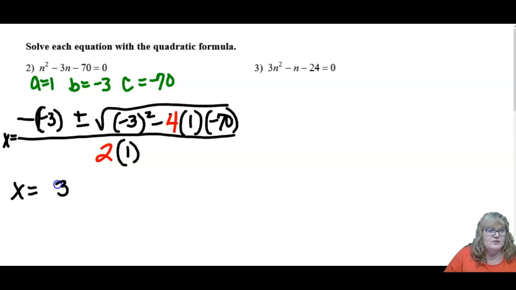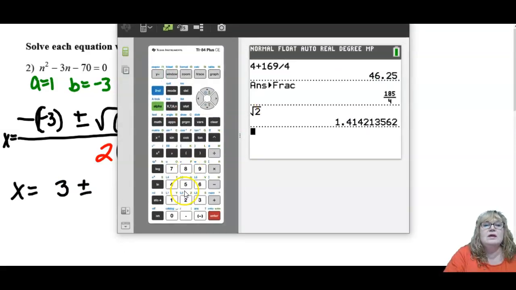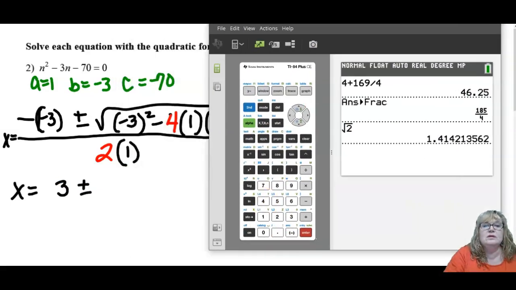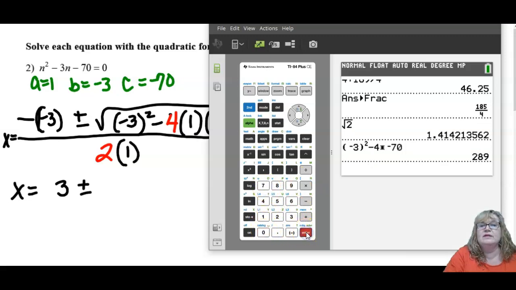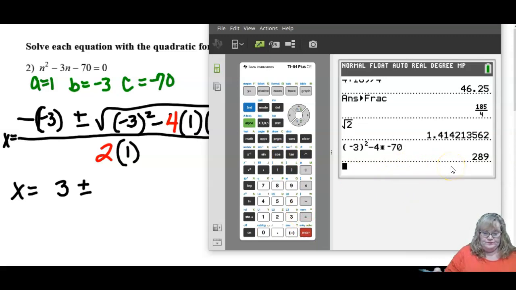Opposite of negative 3 is 3, plus or minus. All right, we can type that part in the calculator. If we do parenthesis negative 3 parenthesis squared minus 4 times 1 times negative 70. I didn't type the negative or the 1 in because I know that's not going to matter. And I get 289.